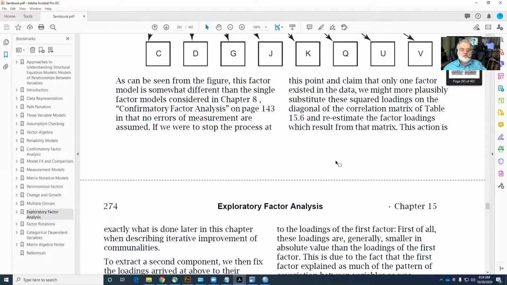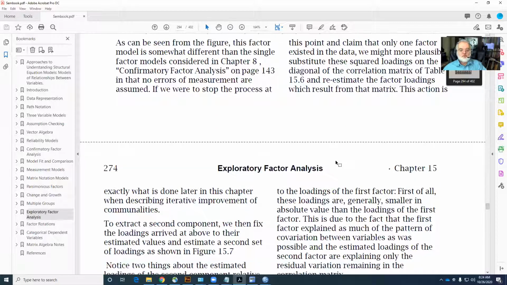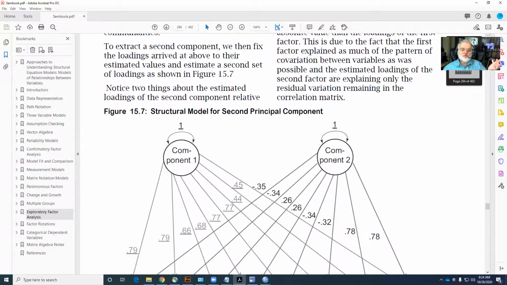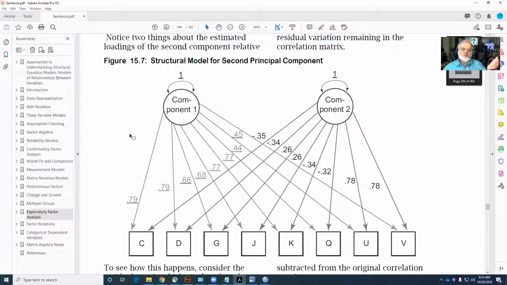Now, you might say, well, how do we then go about getting the second factor? Well, what I do is I now fit a second model in which I fix all of these numbers to be the values that I had in the first component, and I now freely estimate a new factor. And this is how a factor analysis program goes about giving you a set of numbers in which every variable loads on every factor.